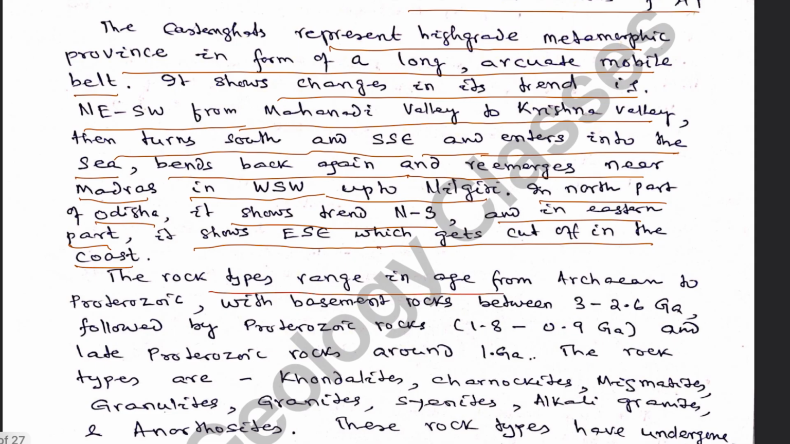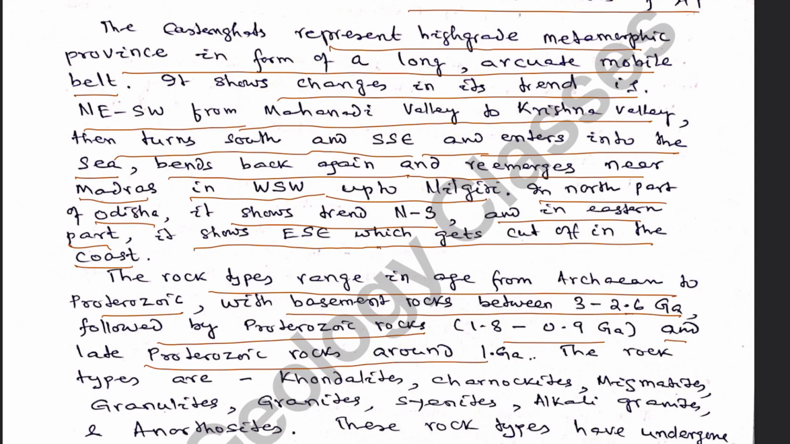The rock types range in age from Archean to Proterozoic, with basement rocks between 3 to 2.6 billion years, followed by Proterozoic rocks having age from 1.8 to 0.9 billion years, and late Proterozoic rocks around 1 billion years. The rock types are khondalites, charnockites, migmatites, granulites, granites, alkali granites, anorthosites, quartzites, calc-granulites. So these are the major rock types of Eastern Ghats.